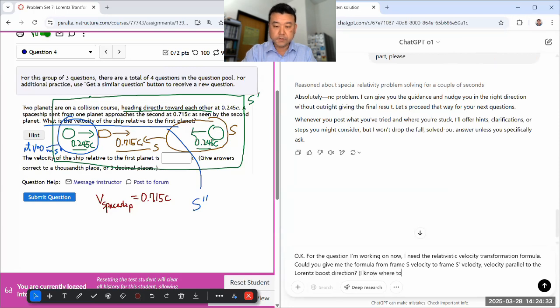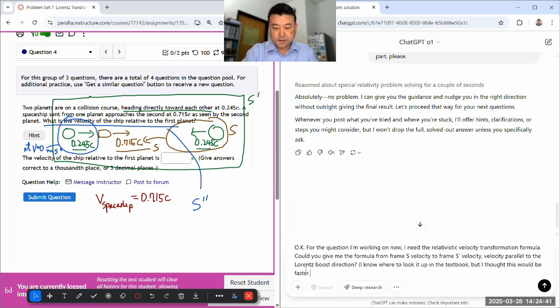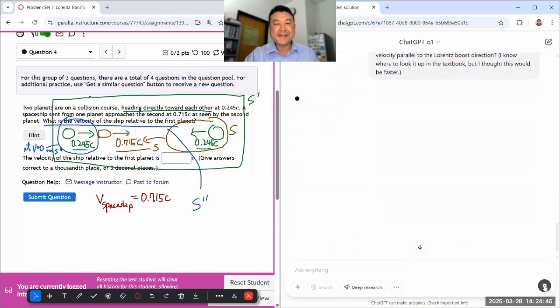I know where to look it up in the textbook, but I thought this would be faster. With all this typing, it probably isn't. It's less annoying than switching windows. In fact, I did look it up before, but I think I closed it. So I need the relativistic velocity transformation formula.